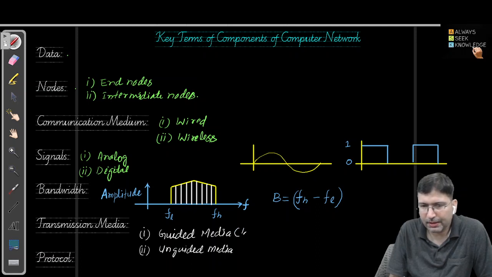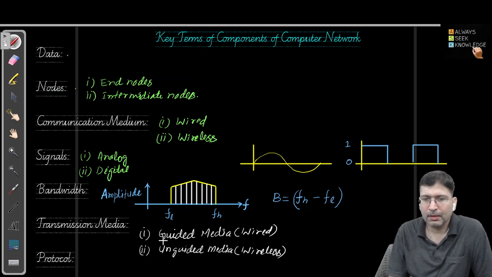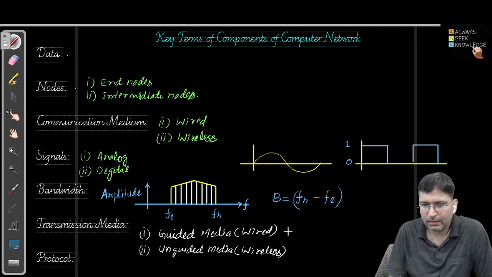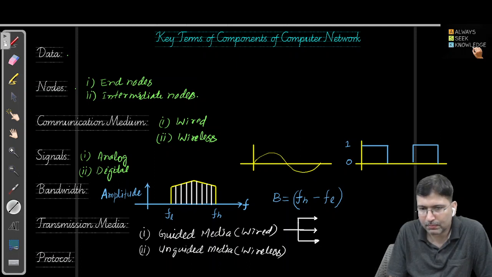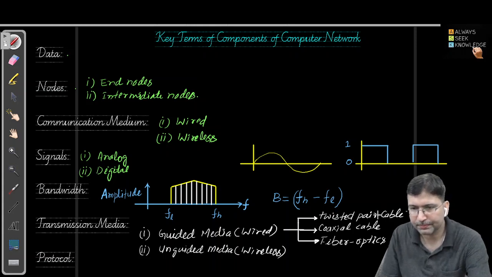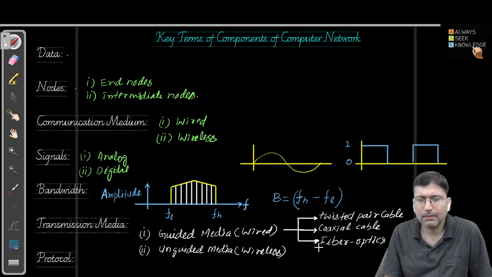So guided media we consider as wired media, and it is wireless. These guided media generally have 2-3 types of wires or cables. If we want to write those things, we have twisted pair cables, coaxial cables, and fiber optics. We will discuss the properties of all these media in coming lectures.